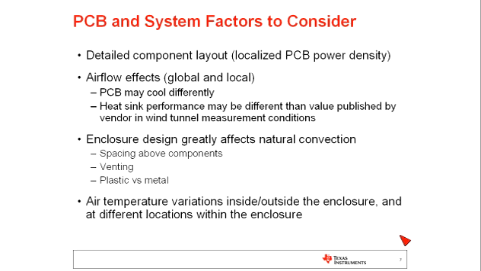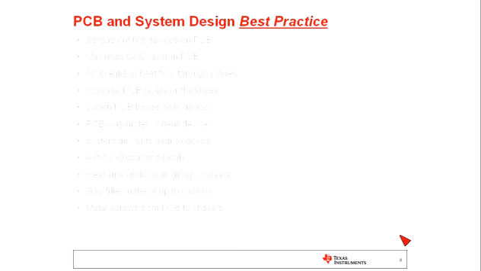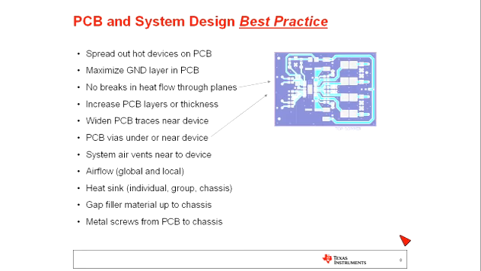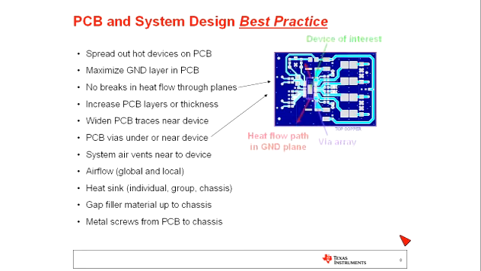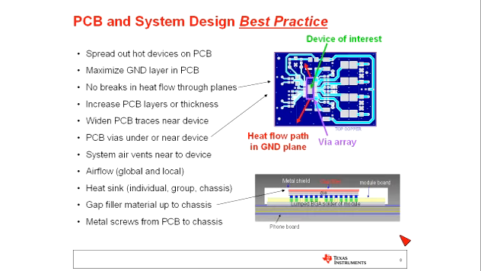How is the air moving around, and how do we encourage mixing of air, and how do we encourage heat spreading, and ultimately improving the thermal performance of the system. Here are a few examples of some best practices. I won't walk through every single one of these, but I will illustrate a few of these and talk through them a little bit.